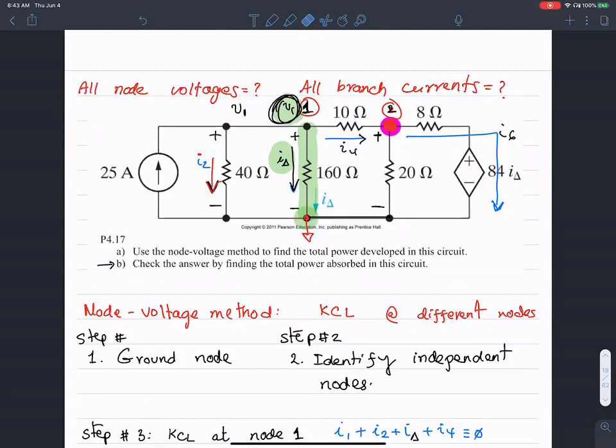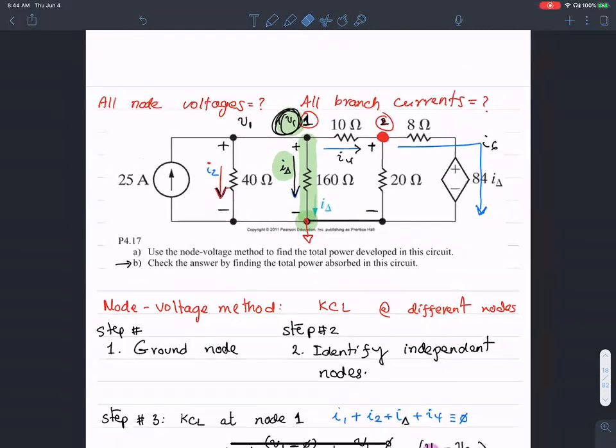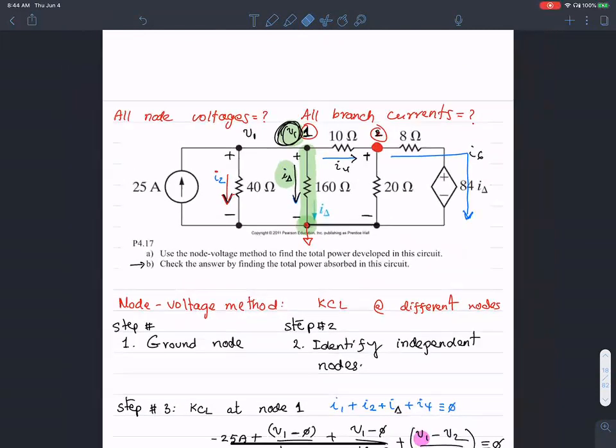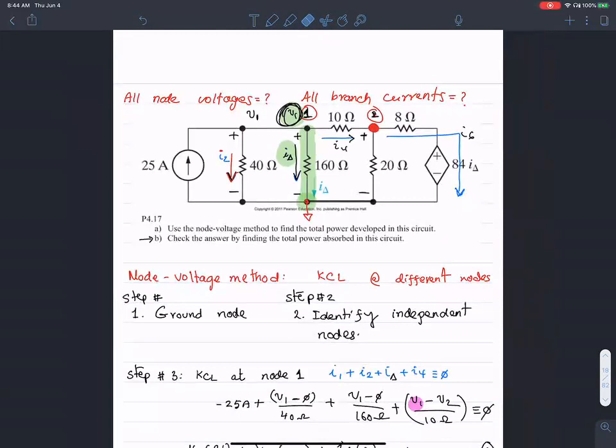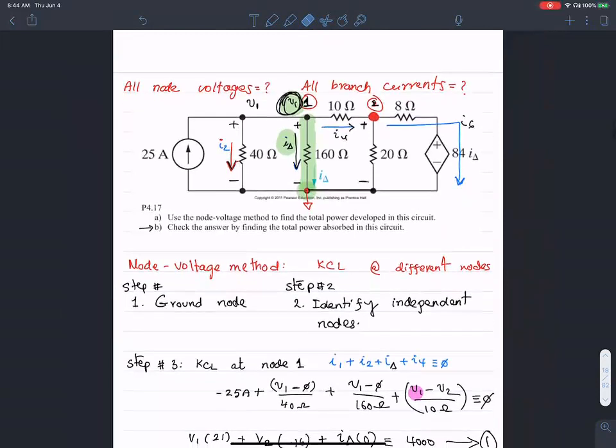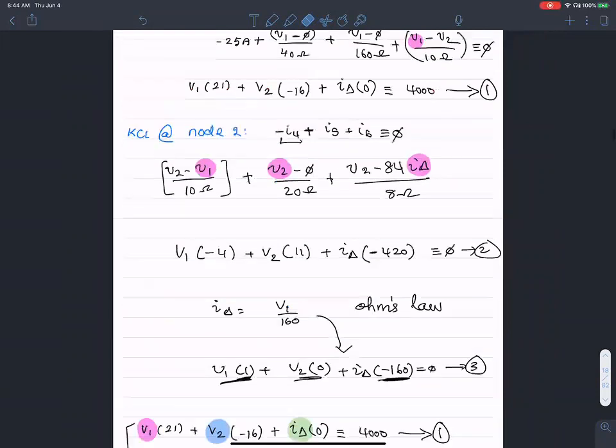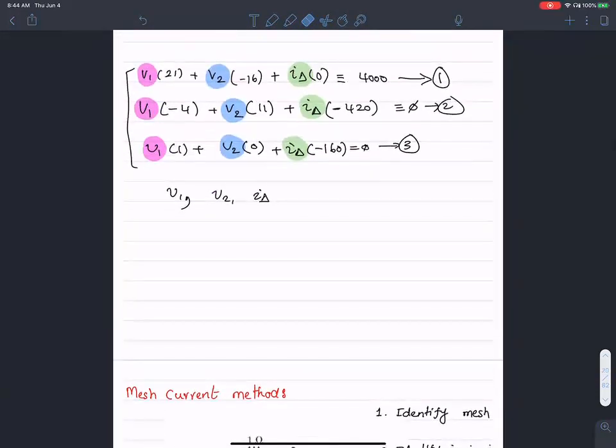The current times the voltage across it gives me the power. So I do the exact same thing for all of these resistances. I calculate the power through the voltage source on the right and the current source on the left, and then add them all together, with all the absorbed power on one side and delivered power on the other, and you'll see that the power delivered equals the power absorbed. So there's a little bit of a gap I'm leaving here in terms of MATLAB and calculating the powers.